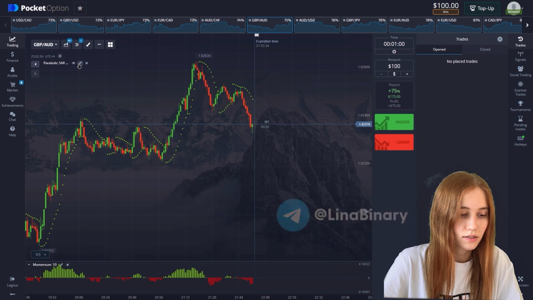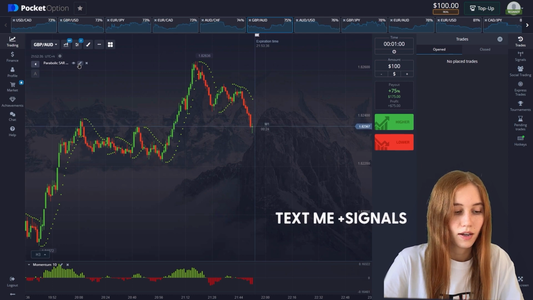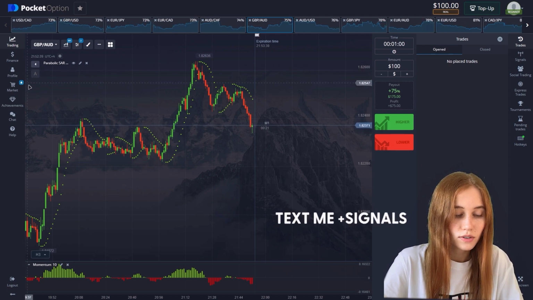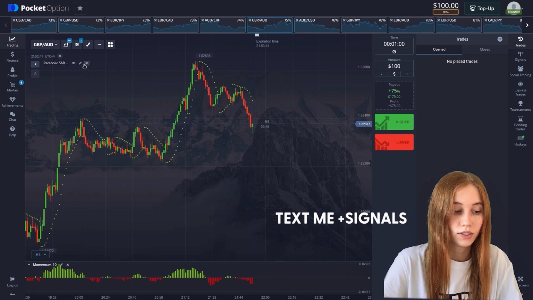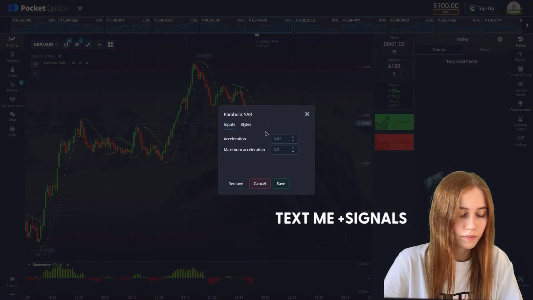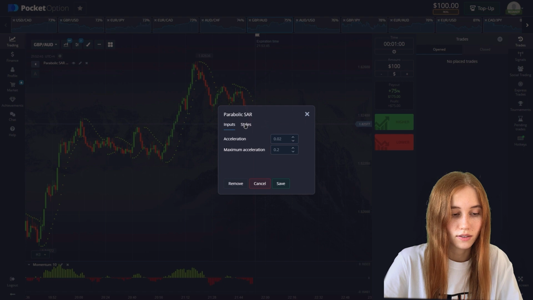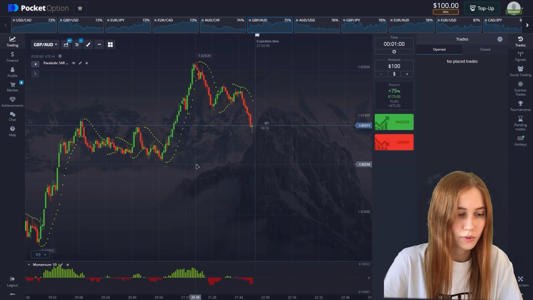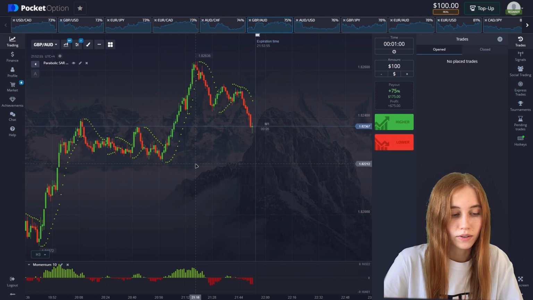Let's start talking about them. I'll tell you about the first, the parabolic indicator. You can see it. Let me show you the settings first and I'll tell you about it then. The indicator recognizes the right moments to close the current position and open the opposite one.